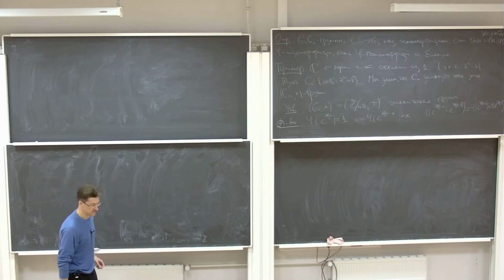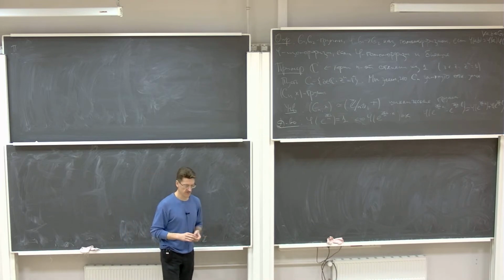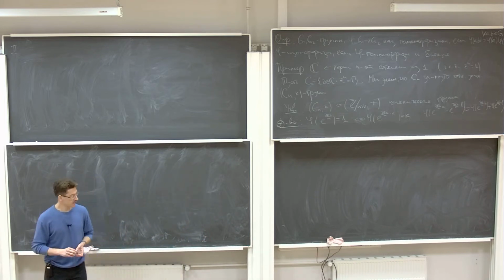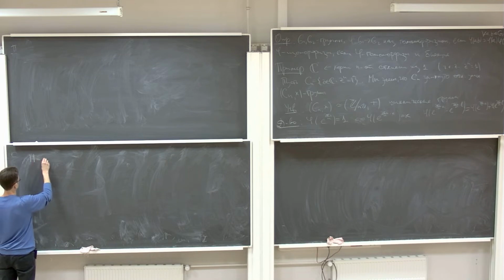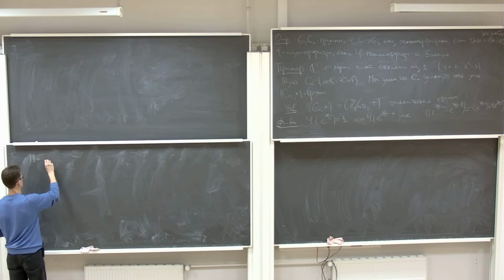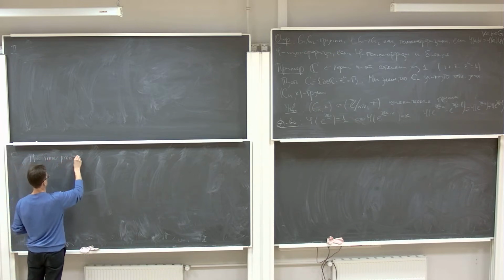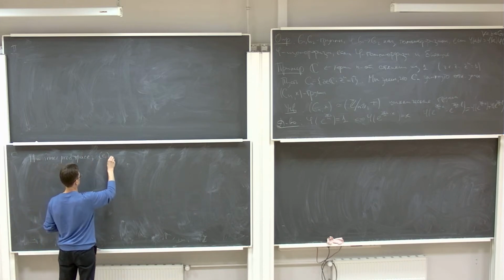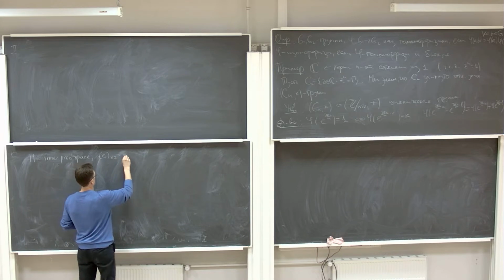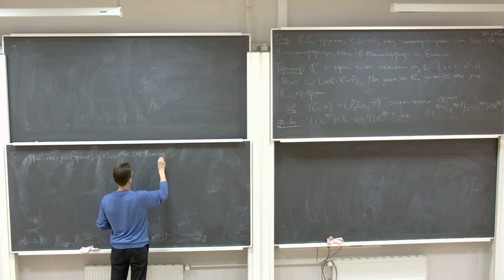Okay, so let's continue our discussion of Hilbert spaces and orthonormal families in Hilbert spaces. Our initial data are as follows. We assume that H is a Hilbert space, well, just an inner product space, and suppose that e_i is an orthonormal family in H.